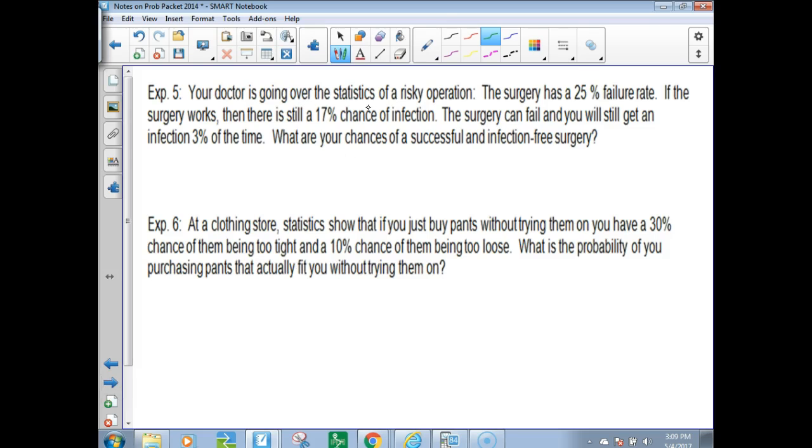Your doctor's going over statistics of a risky operation. The surgery has a 25% failure rate, which means it has a 75% success rate. I like the success odds better. If the surgery works, then there's still a 17% chance of infection, so 83% no infection.